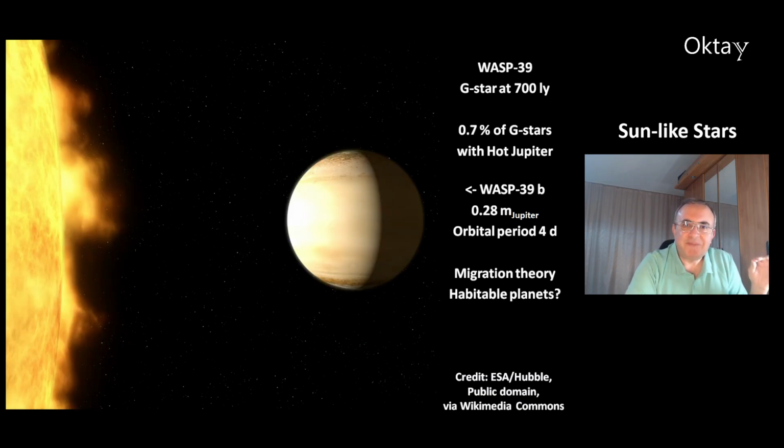There's another interesting system, that's WASP-39. That's a G-star at 700 light years distance. 0.7% of sun-like stars have a hot Jupiter, like WASP-39. This is WASP-39b, that's the planet. The first planet always gets the small letter b, then c, d, etc. This planet has 28% of Jupiter's mass. The orbital period is just 4 days. The current theory for the hot Jupiters is the migration theory. They were formed further outside and then migrated inwards. And the question is, can a hot Jupiter system still have a habitable planet in the habitable zone or not? This is not clear yet.